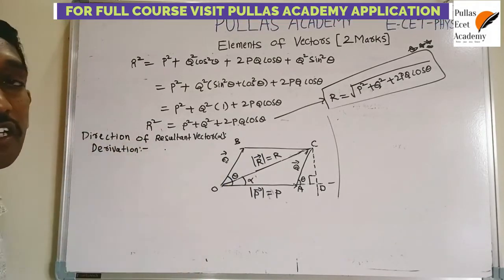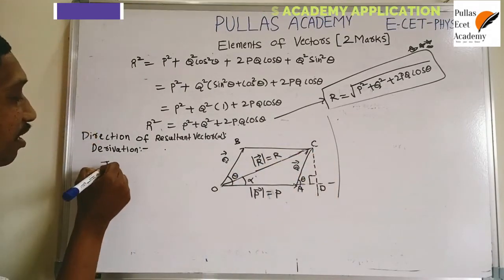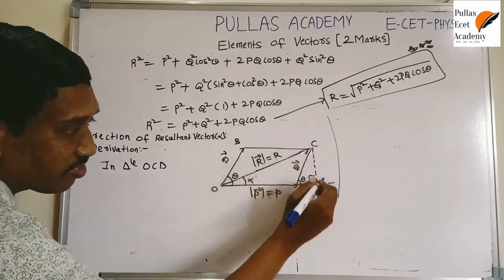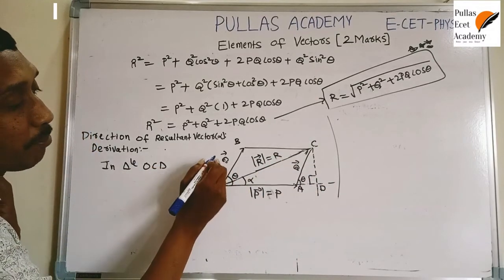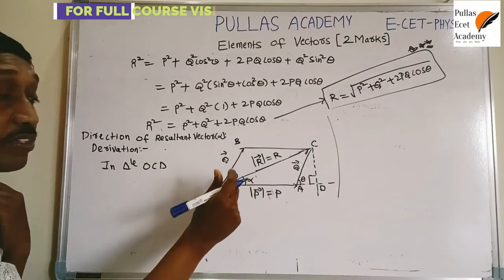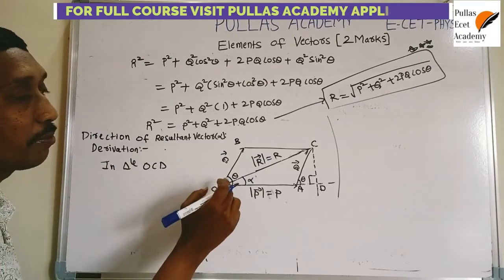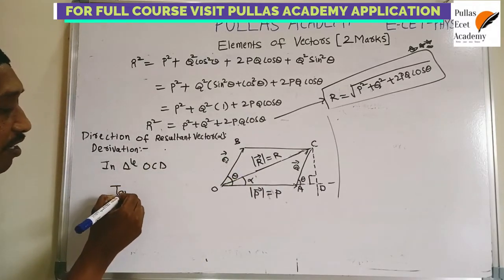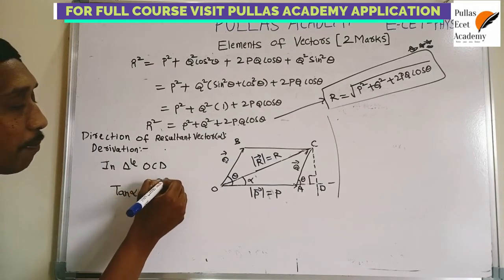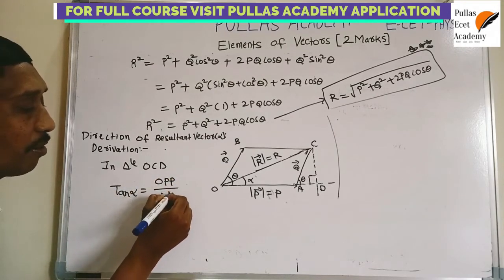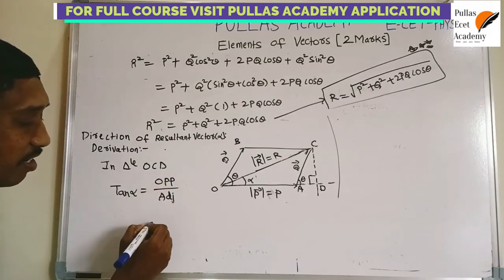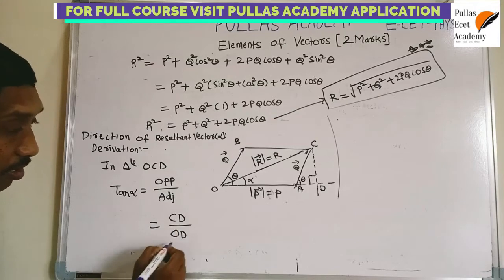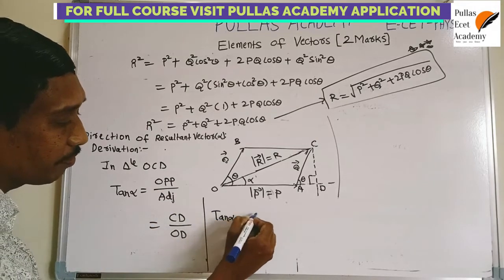If you want the direction of the resultant vector, again it is also in the right angle triangle. In triangle OCD, define tan theta. That means not theta. Here in this triangle, the known angle is alpha. Here theta stands for the angle between P bar and Q bar vectors. Don't confuse. Alpha stands for the direction of the resultant. That means the resultant vector making an angle with the P bar vector is called alpha. If you define in this triangle, tan alpha is equal to opposite side by adjacent side. What is the formula? Opposite side by adjacent side. What is the opposite side here? CD is the opposite side. What is the adjacent side? OD is the adjacent side. Now tan alpha is equal to CD by OD.